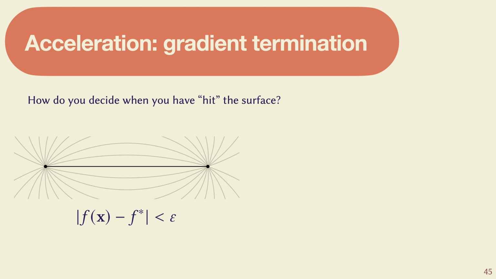Take this function, for example, where I've drawn a few of the level sets, and we imagine we're trying to hit the black level set connecting the two dots where the singularities are. Here's the set of all points where the function value is within epsilon of the target value.